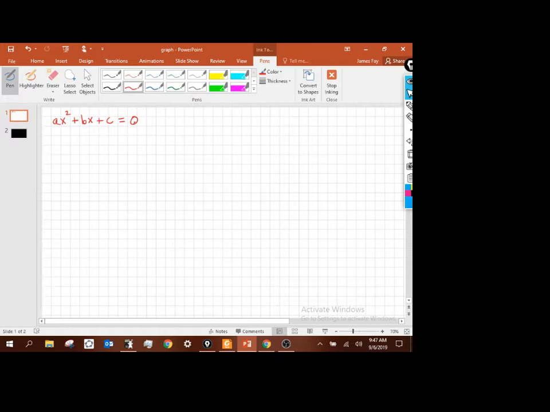So let's do that idea of getting my a coefficient to be 1. How do I get my a coefficient to be 1? Divide everything by a, right? If I divide everything by a, it gives me x squared plus b over a times x plus c over a equals 0. Now the next step was to move that to the other side, right? We'll take x squared.